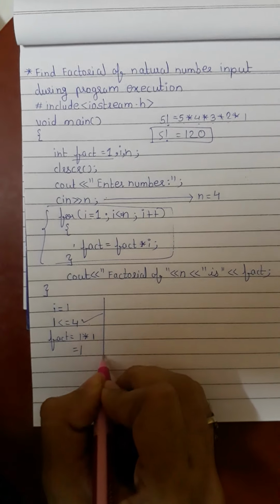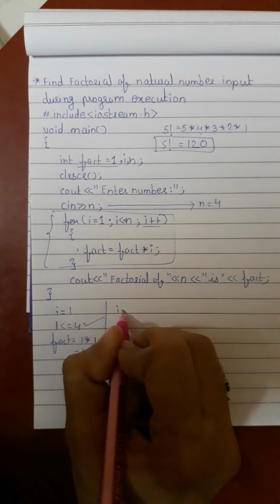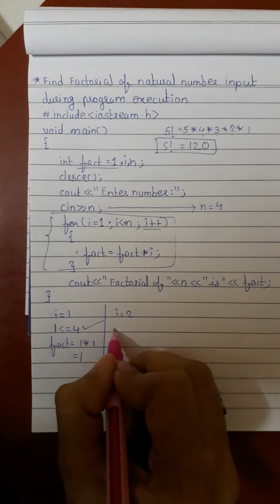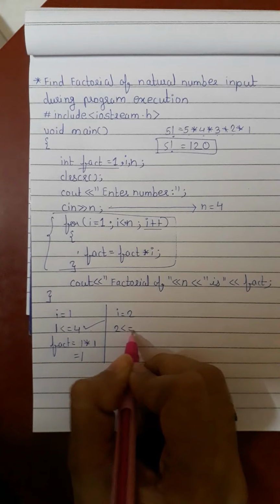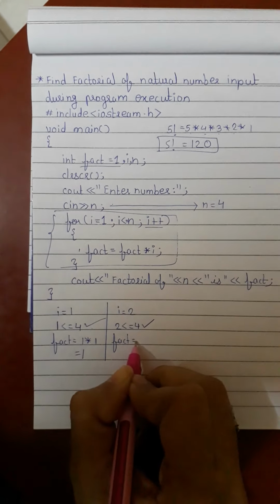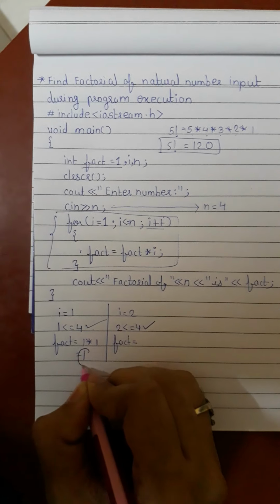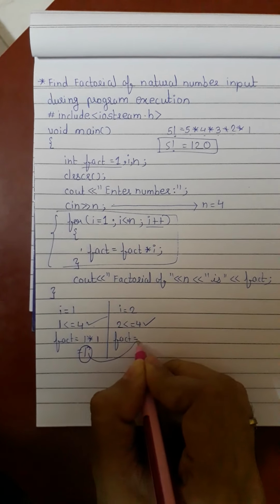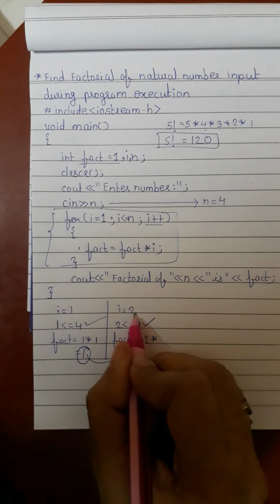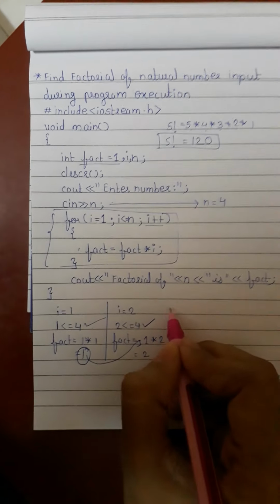Then because of i plus plus, the i value will get increased by 1. So now i is 2. Again condition checking will be there. 2 less than equal to 4, the condition is true. Then the factorial operation will get performed. Fact equal to fact into i. So now we will take the previous iteration value for this multiplication, that is 1 into what is the value of i variable? 2. So now we will get 2 as the factorial.